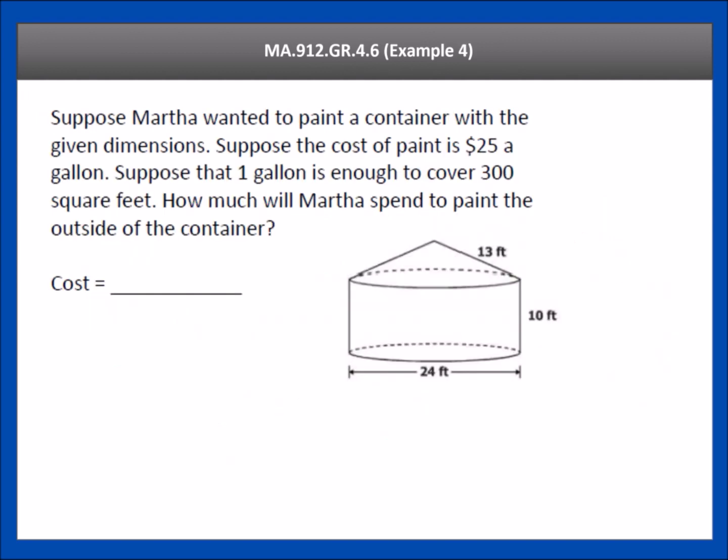All right, so suppose Martha wanted to paint a container with the given dimensions. Suppose the cost of paint is $25 a gallon. Suppose that 1 gallon is enough to cover 300 square feet. How much will Martha spend to paint the outside of the container? All right. So since we're painting the outside of the container, we're doing the surface area. This is a surface area problem at its core. And so we need to find the surface area of a cylinder and the surface area of the cone.